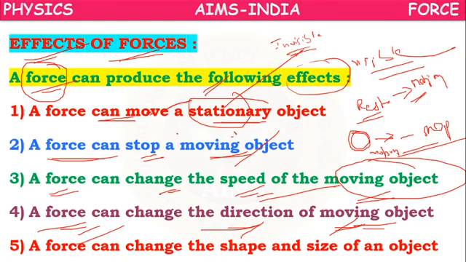So what is force here? Force is nothing but a kind of push or pull. With the push or pull, we can do these many things. All these things are possible. We can move a stationary object, or stop a moving object, or change the speed of a moving object, direction of a moving object, shape and size of the object.